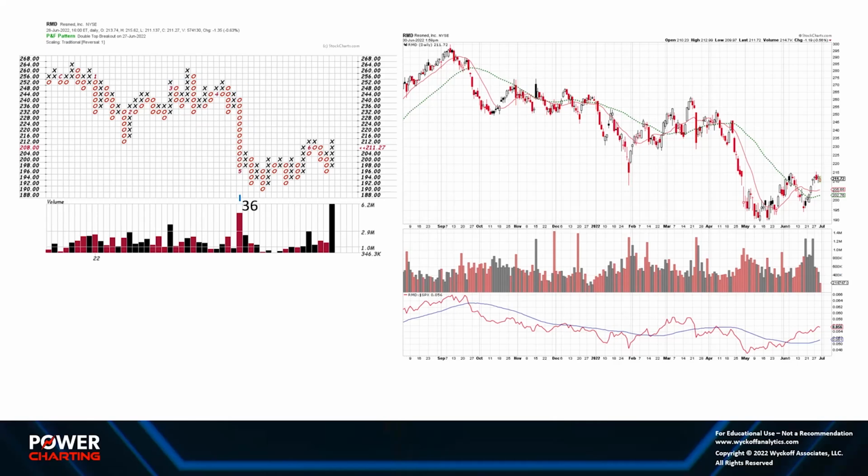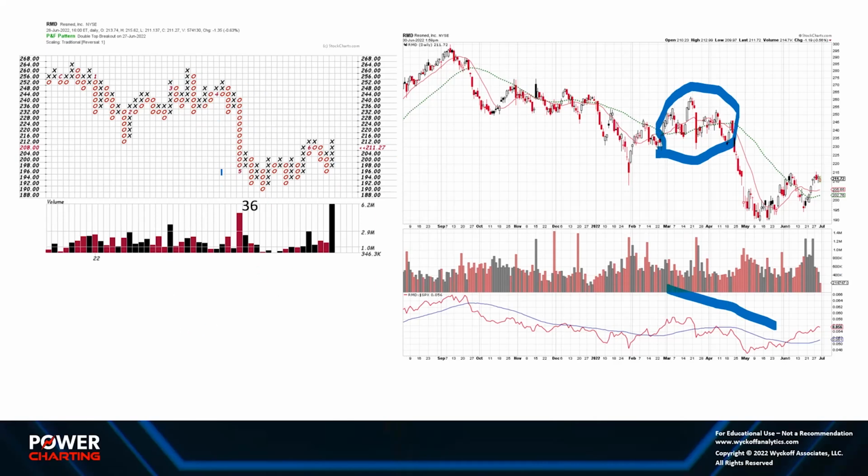And then look at the beautiful decline that comes in and then sets up this beautiful cause. So distribution counts, accumulation counts, and then notice this is the distribution here. And look at the relative strength failing throughout. So that's what we would look for in the distribution characteristic.